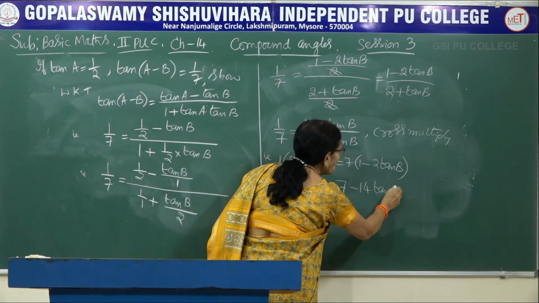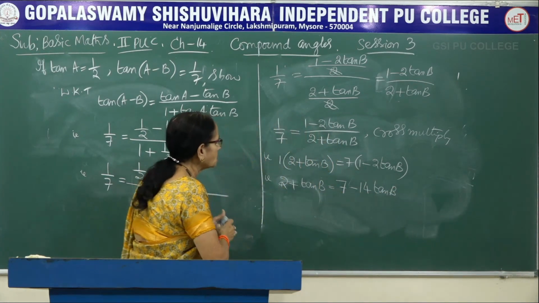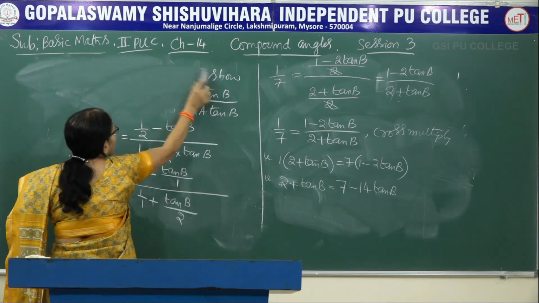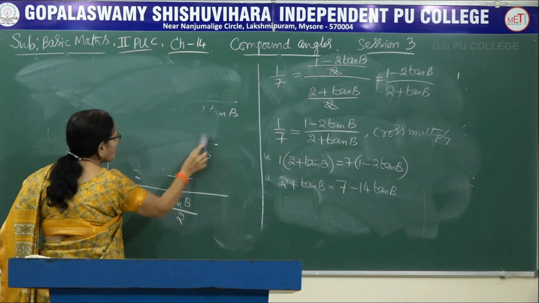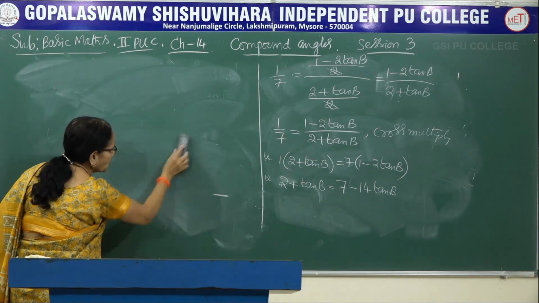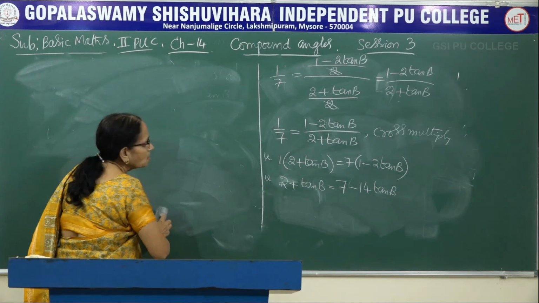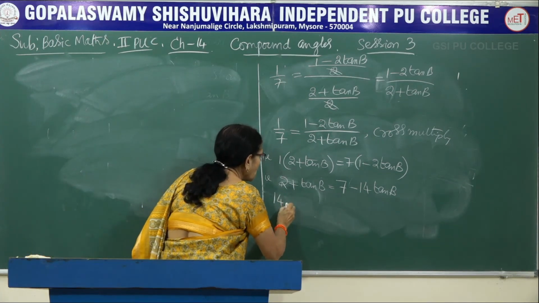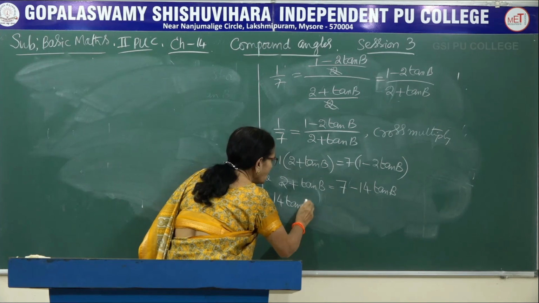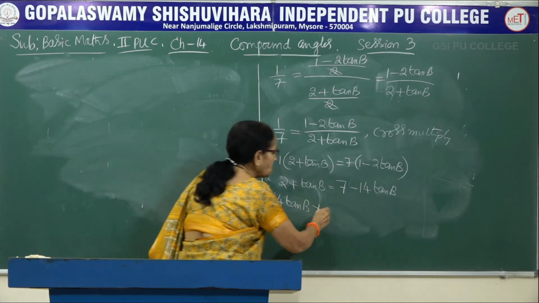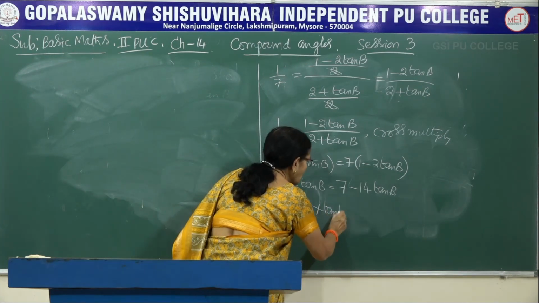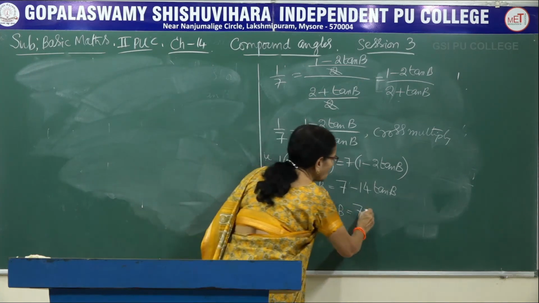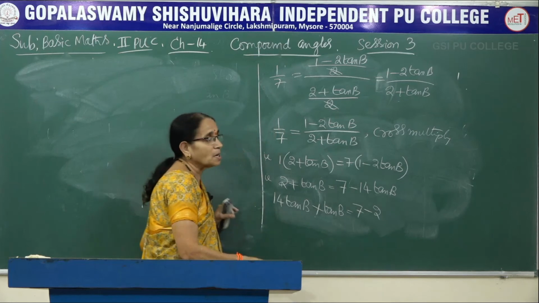It is 14 times tan B. Now take both the tan B terms on one side and the constant onto the other side. So here when you take 14 tan B to the left hand side, it becomes plus 14 tan B. Already one tan B is present on the left hand side, that would be equal to 7. 2 goes to the right hand side, it becomes minus 2.